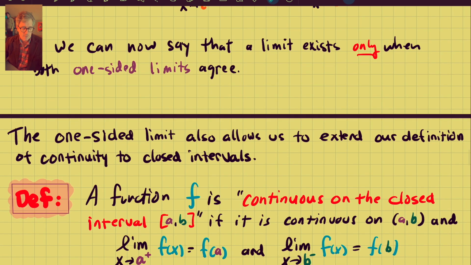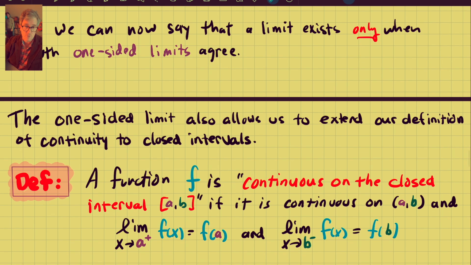The one-sided limits also allow us to extend our definition of continuity to include the endpoints of intervals, right? So if you recall our definition from the previous section, we only discussed continuity on an open interval. So on a closed interval, what you'd have to do is extend to those endpoints, right? And so now that we have left and right hand limits, we can extend our definition to include closed intervals.